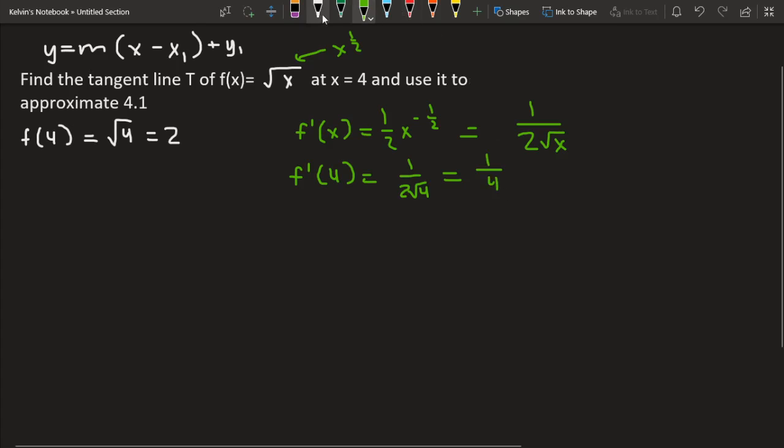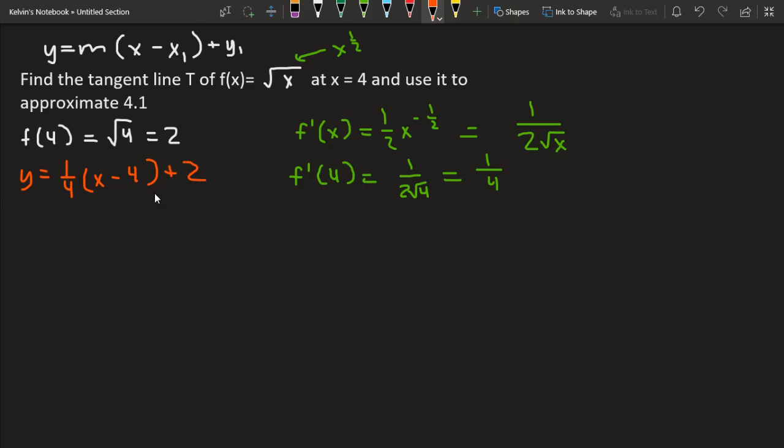Now we can write the tangent line in, and I'll write it in orange. So the tangent line is y equals 1/4 times x minus 4 plus 2. This is our tangent line. Now, if we were going to use it to approximate root 4.1, what we'd have to do is plug in 4.1 for x. So, y is equal to 1/4 times 4.1 minus 4 plus 2.